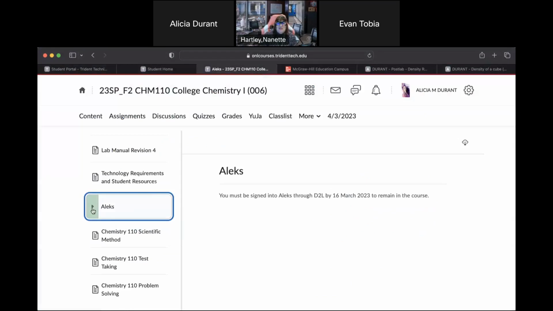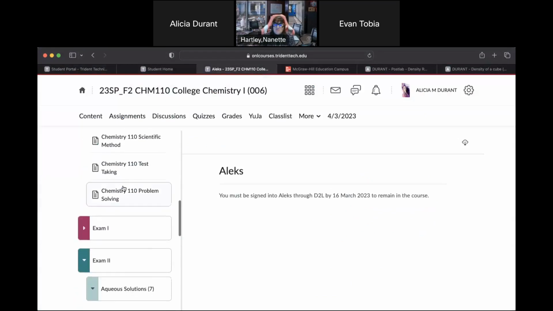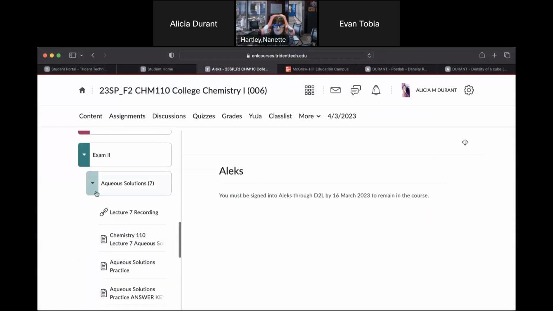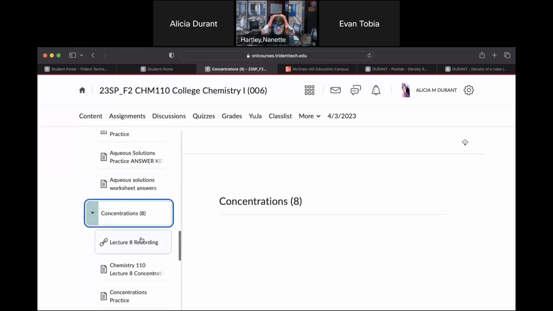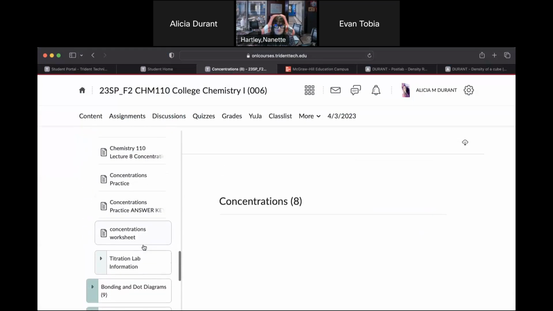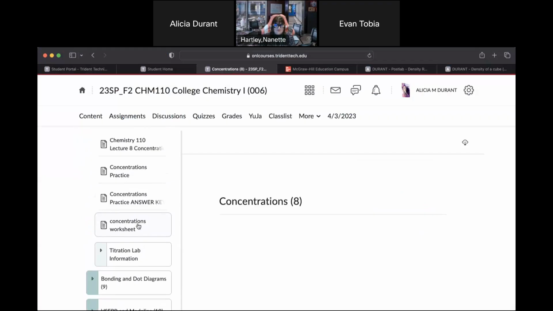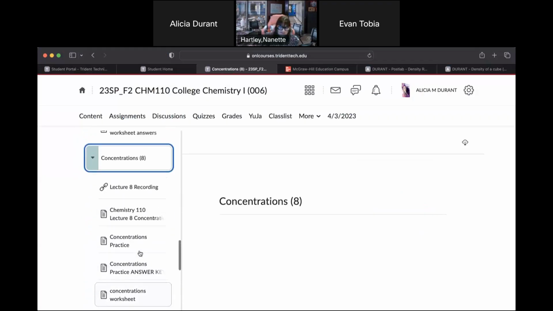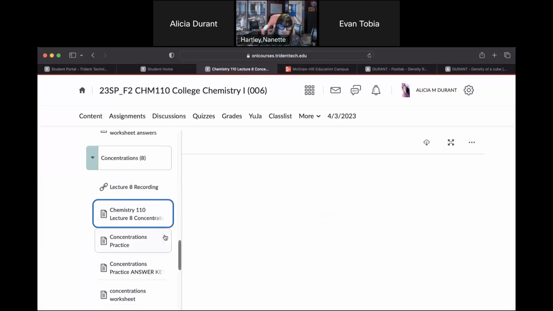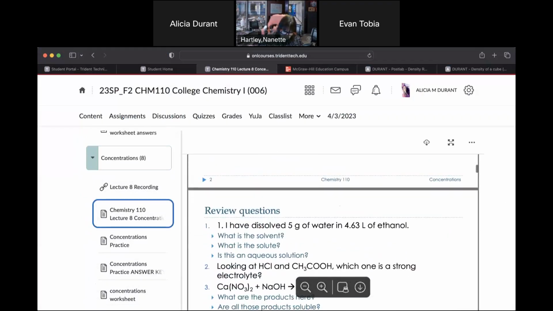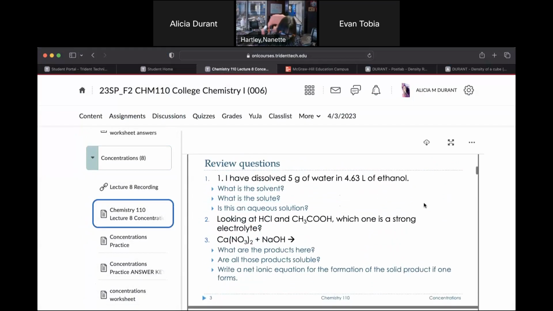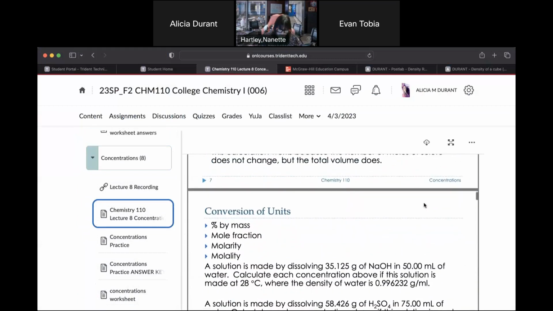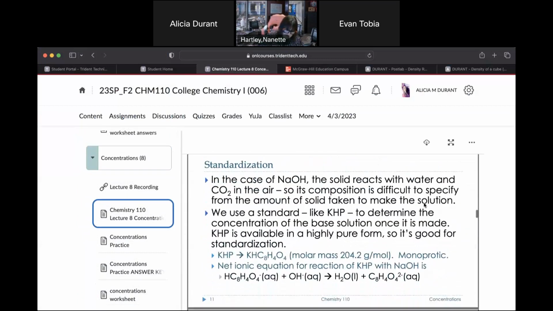Before we go, I'm going to work on aqueous solutions, and lecture 2 was concentrations, and I missed the second half of that lecture. So let's see. Got through this. Got through this.